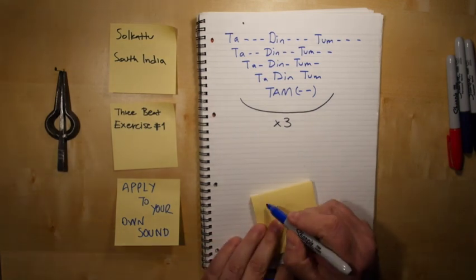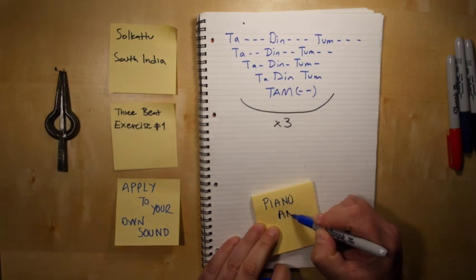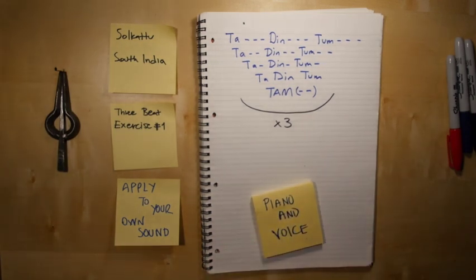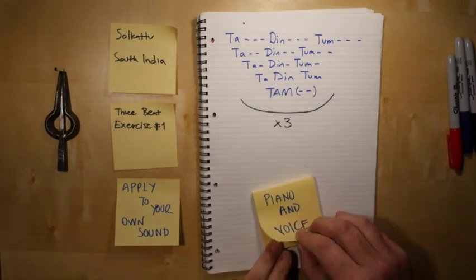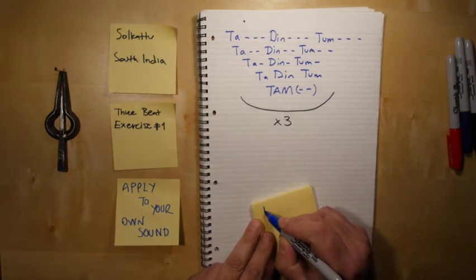Something I like to do is to play the Tala on the piano, on the left hand side of the piano, and then with the right hand and with the voice to improvise freely on a chosen scale, but always based on the composition. In this example, I'm using a C major pentatonic scale.